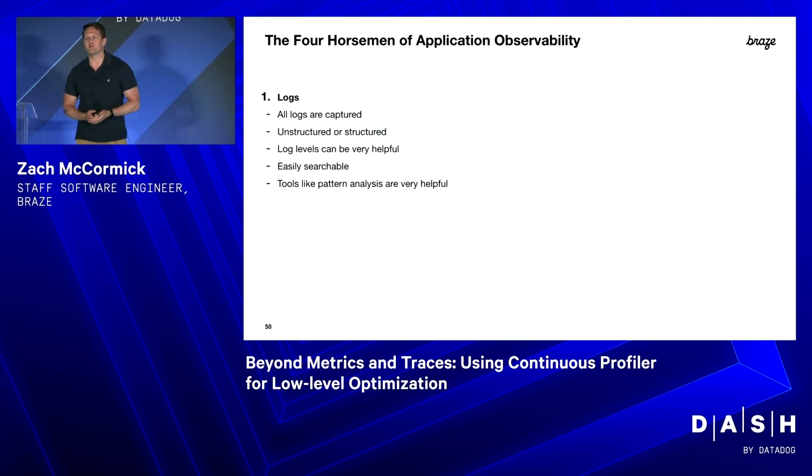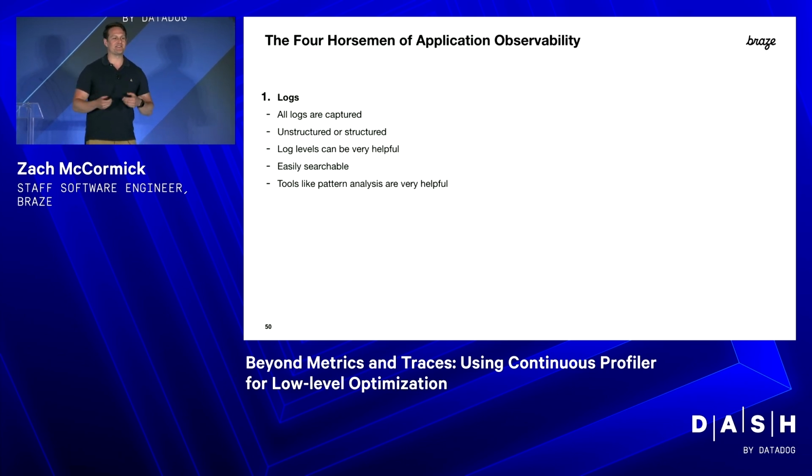Logs are the simple thing that everyone knows how to do. You remember your first programming class where you did a System.out.println or whatever puts to write log messages. It's kind of the first thing that comes to most people's minds when they're thinking about understanding how their application's running, figuring out what's happening. All logs are captured, unstructured or structured, both great. Log levels can be very helpful, especially in Datadog. It's easily searchable, and tools like pattern analysis are extremely helpful for making sense of those log messages, especially when you're spewing out millions of them.